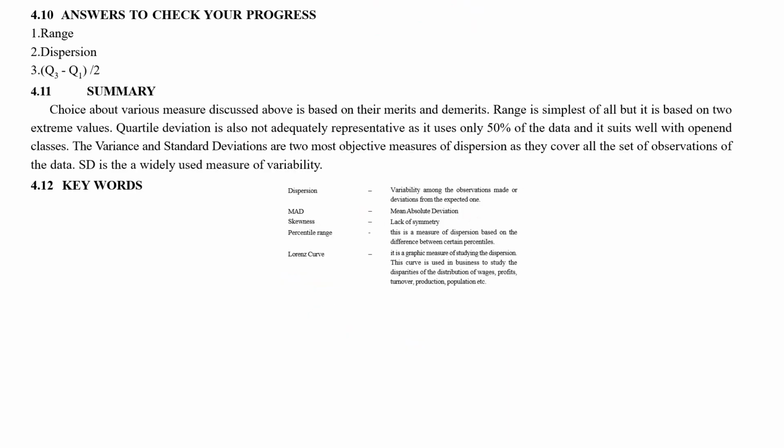Range is the simplest of all, but it is based on two extreme values. Quartile deviation is also not adequately representative as it uses only 50% of the data. The variance and standard deviation are the most objective measures of dispersion as they cover all the observations of the data. Standard deviation is the most widely used measure of variability.